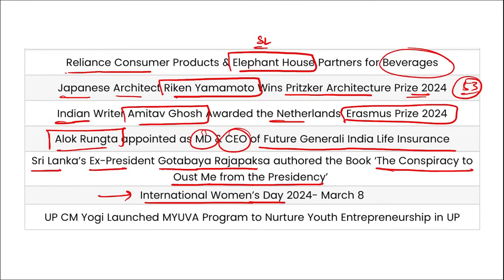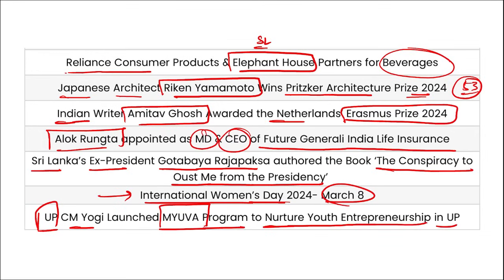International Women's Day is observed on 8th of March, and UP's Chief Minister Yogi Adityanath has launched the My Yuva program to nurture youth entrepreneurship in the state of UP, and an interest-free loan of up to 5 lakh rupees will be provided here to the youth.